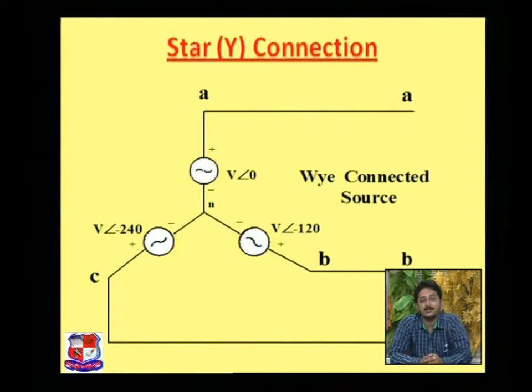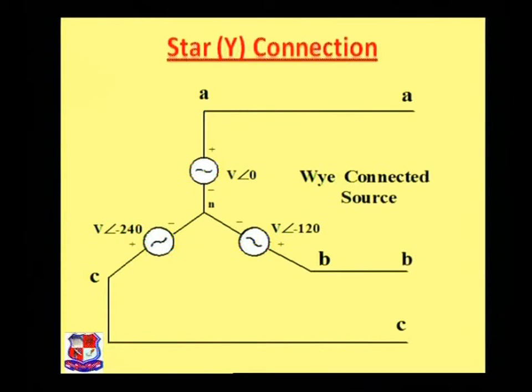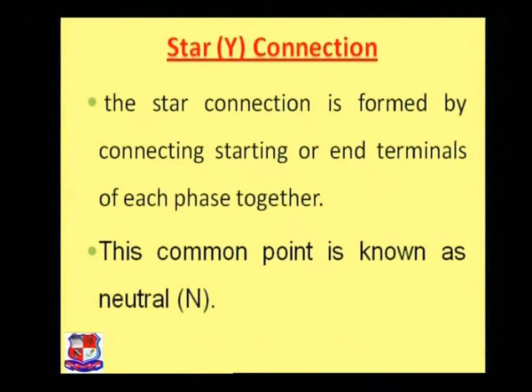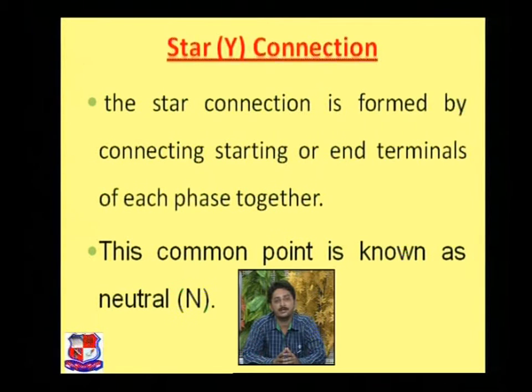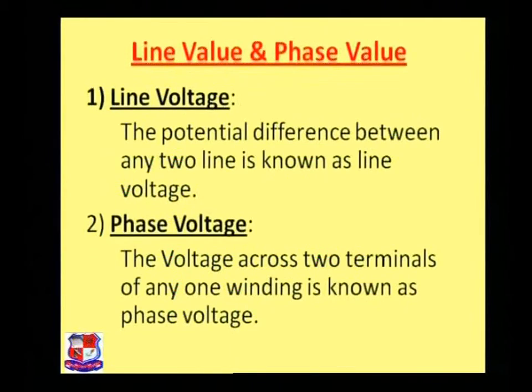This is called the star connection, where A, B and C are the three phases. The star connection is also known as the Y connection. You can see over here, the star connection is made by connecting the starting of one phase with the end terminal of the individual phase, and all these phases are connected with one common point, which is known as the neutral point. Now the line voltage, as we already know from the delta connection, here are the line voltage, phase voltage, line current and phase current.